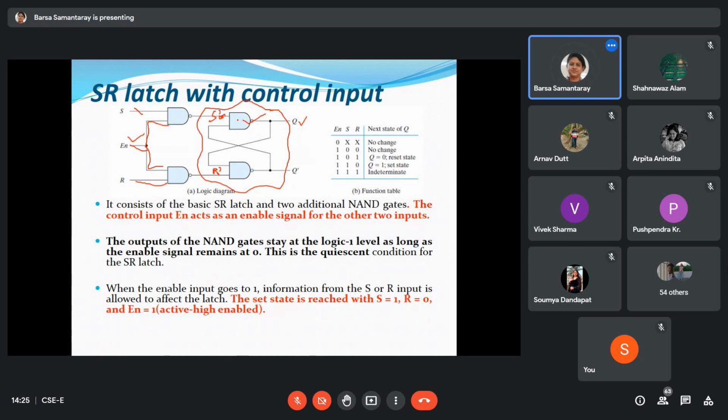Yes, ma'am. So here we have to find out the relationship of this input with these inputs. If this input changes, then this input changes like this, and according to the truth table of the NAND latch, we can find out the output of Q and Q dash. So for that, we should know the output of this first NAND gate.